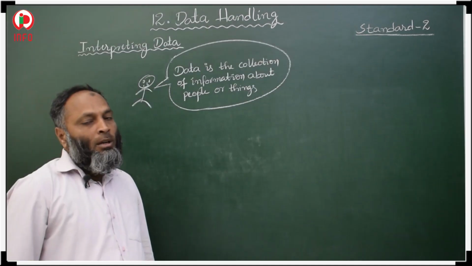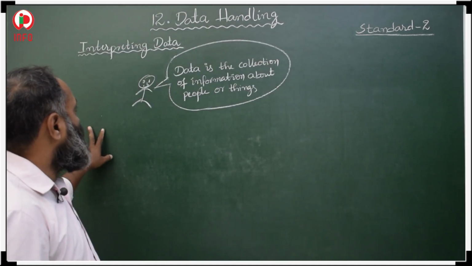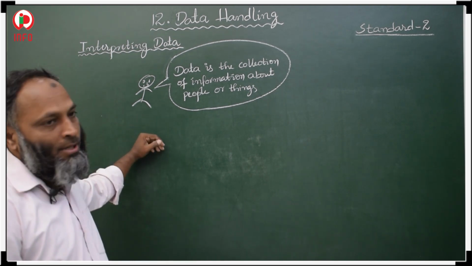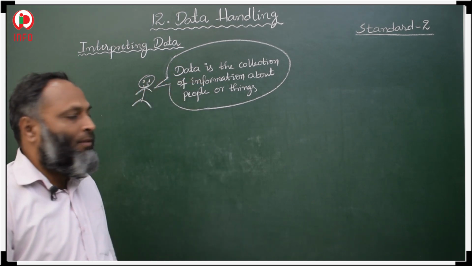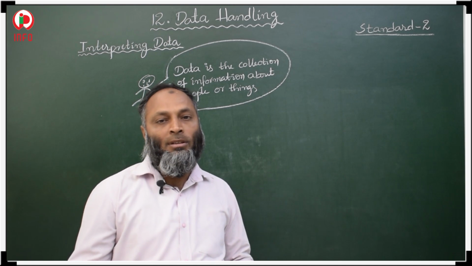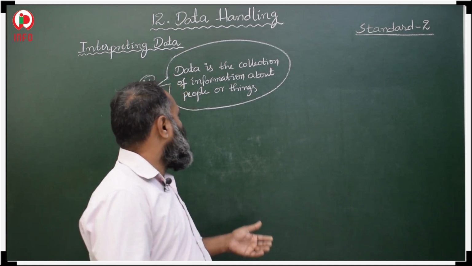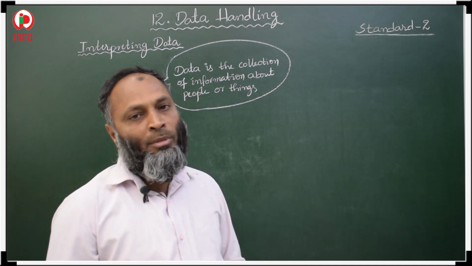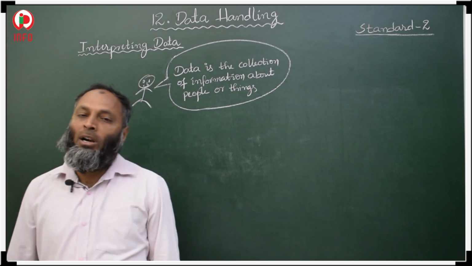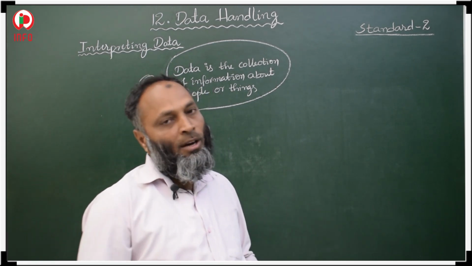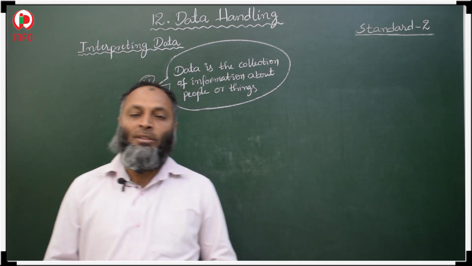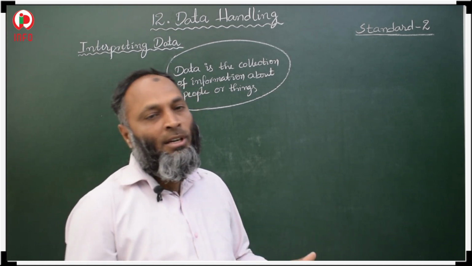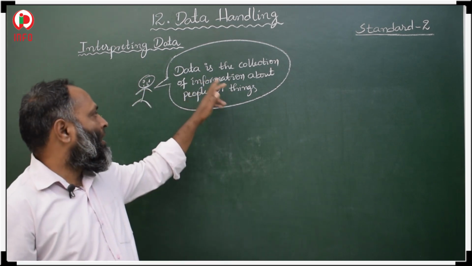Okay, so now, students, in the next concept, interpreting data. So what actually is data? Here is the definition: data is a collection of information. The information may be about people or things. The collection of information about people or things is called data. So how to represent data? By using a pictograph or a bar graph. But first, what is data? Data means a collection of information.